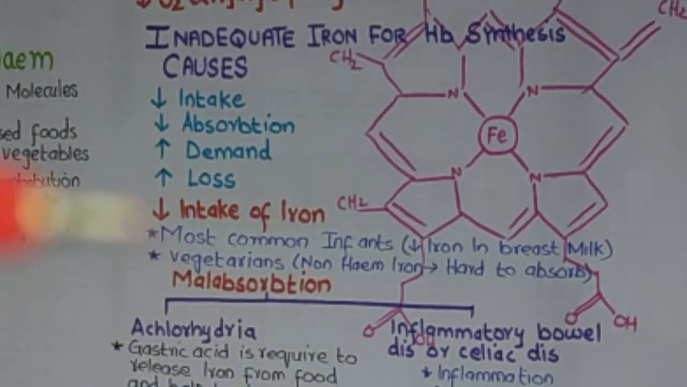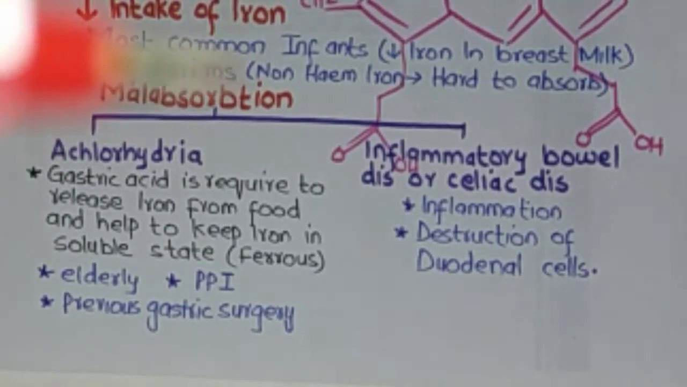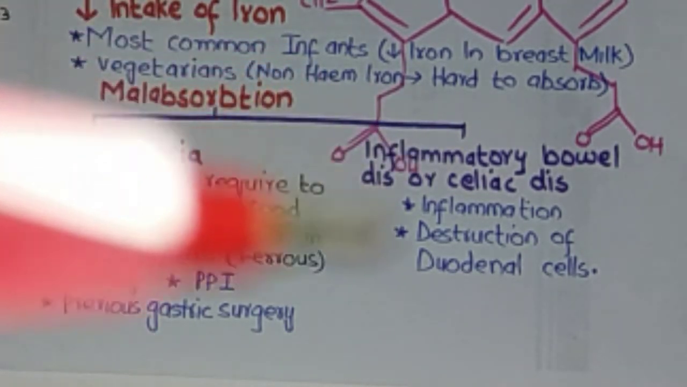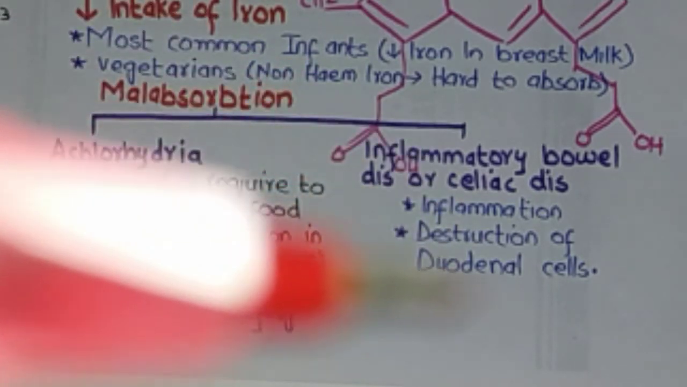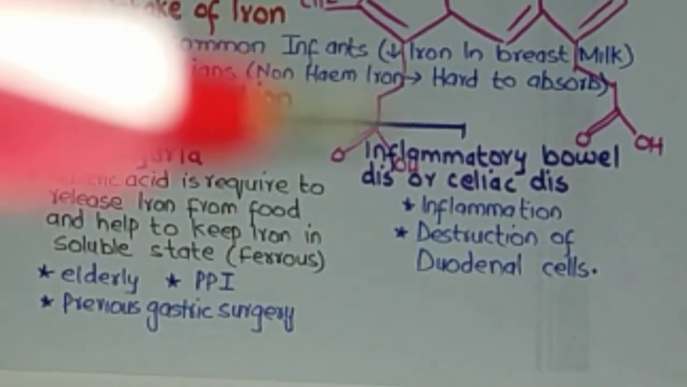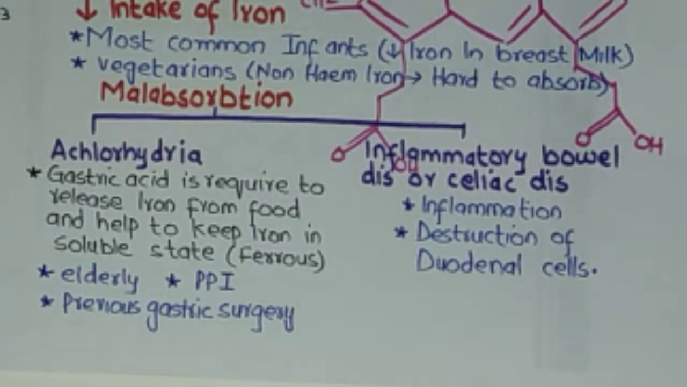The another cause is malabsorption. Conditions in which absorption of iron will be difficult: achlorhydria, inflammatory bowel disease or celiac disease. There will be inflammation, destruction of the duodenal cells, and as duodenum is involved in the absorption of iron, so in inflammatory bowel disease, iron deficiency anemia can occur.